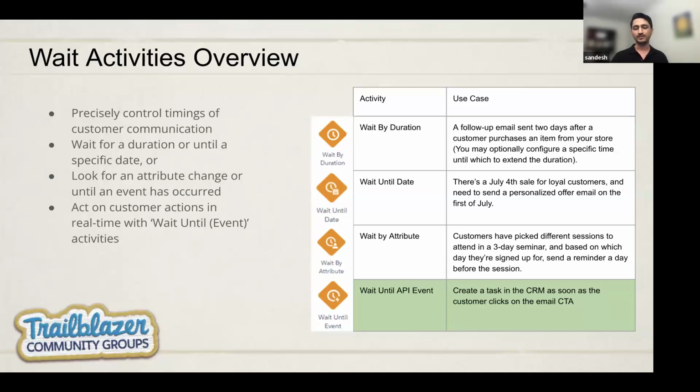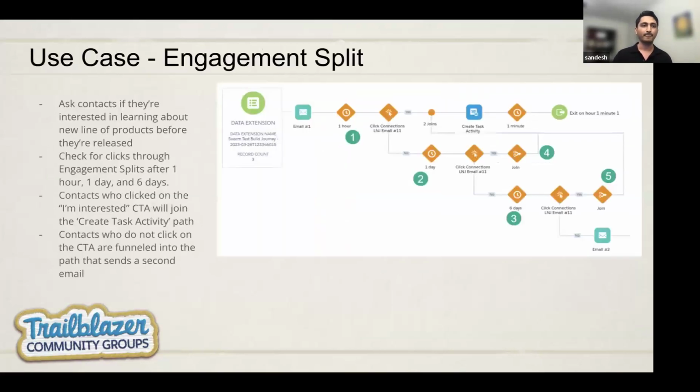Right. So for the wait until API event use case, like I mentioned earlier, we'll be creating a task in the CRM as soon as a customer clicks on the email CTA. And we might not be doing this today, but we'll be doing that in the hands-on. We'll just see the overview and how it works today. Okay. Moving on to the use case.